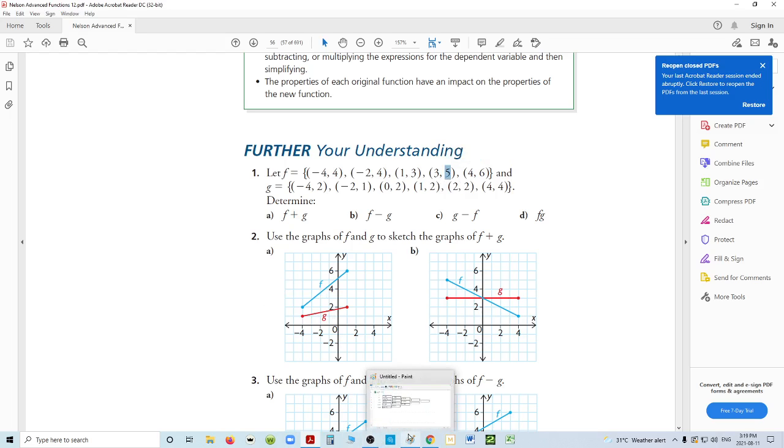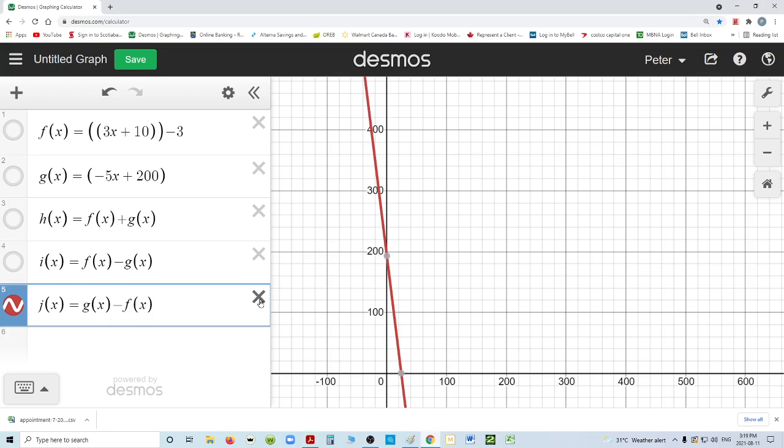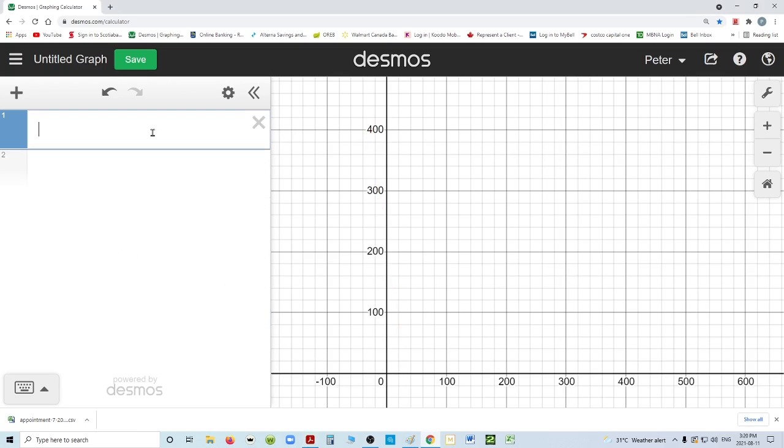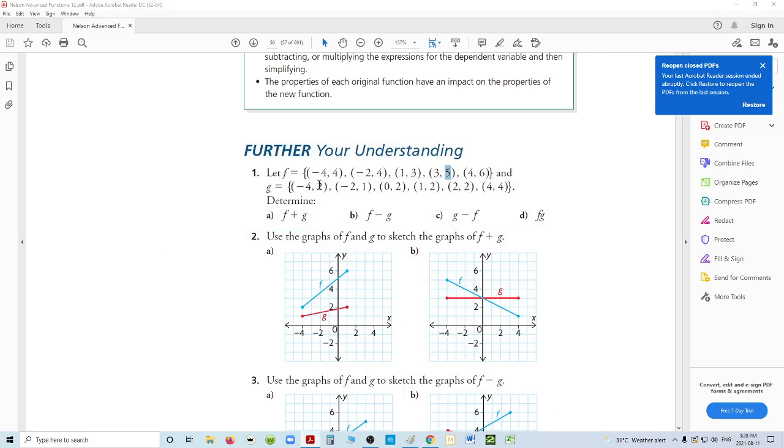Let's see. I don't know if it does matching points. Let's see if it will. I think you can do a table, but no, I don't think Desmos will let you do matching points.